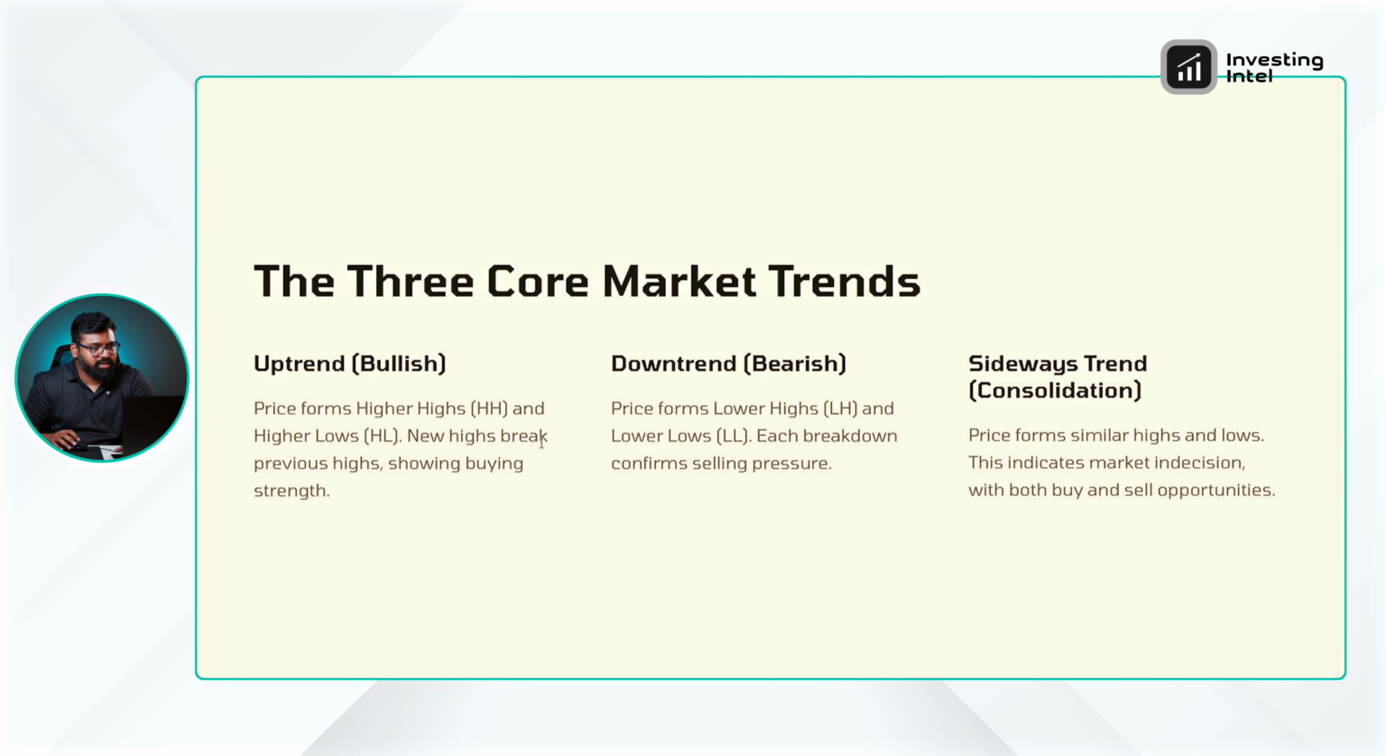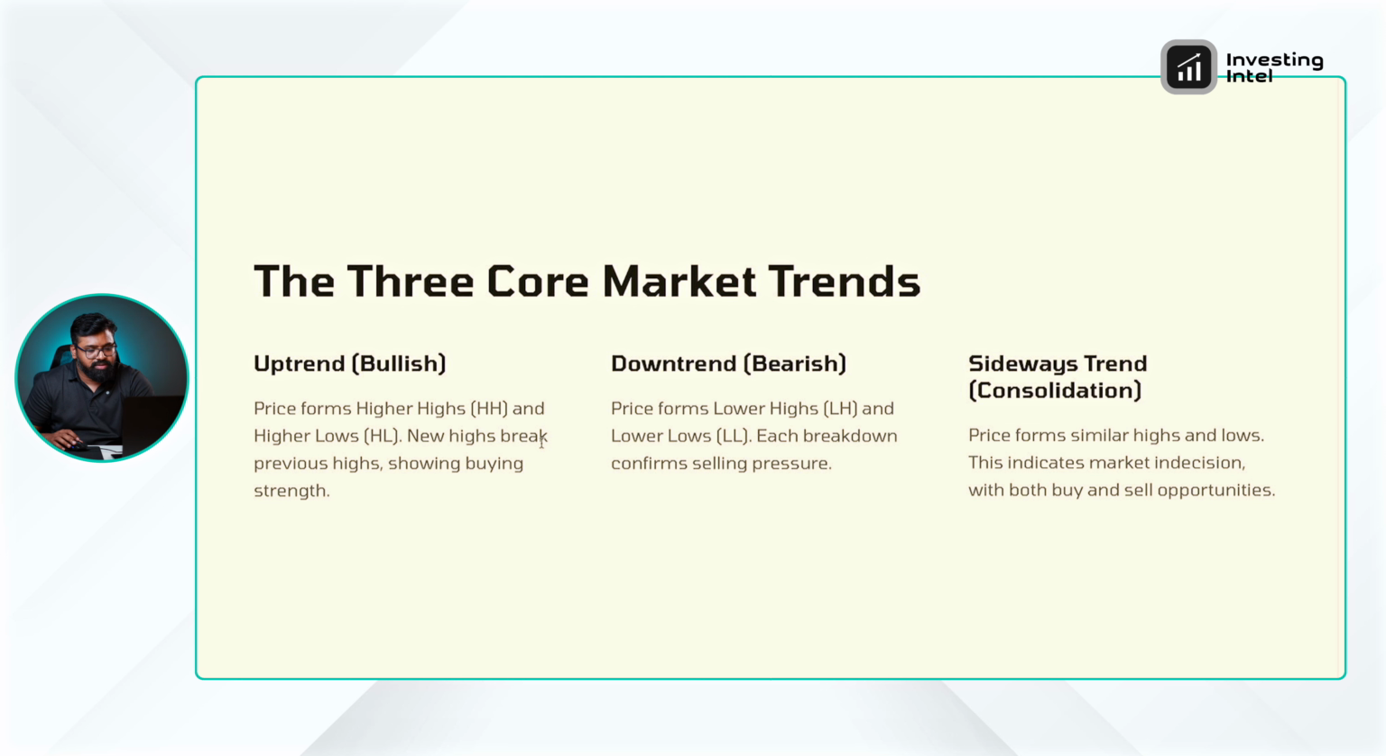As you can see, there are three core market trends: uptrend, downtrend, and sideways. An uptrend is defined when price creates a higher high and a higher low, and it breaks the previous high, where slow and steady buying strength improves, and you can see a good bullish momentum in the uptrend. Secondly, in a downtrend, similarly, a lower high and a lower low are created, breaking the lows and confirming selling pressure. This is where a bearish trend is created. And the third one is the sideways trend.